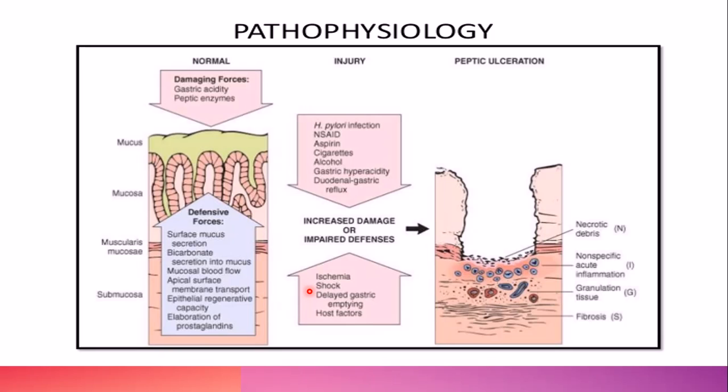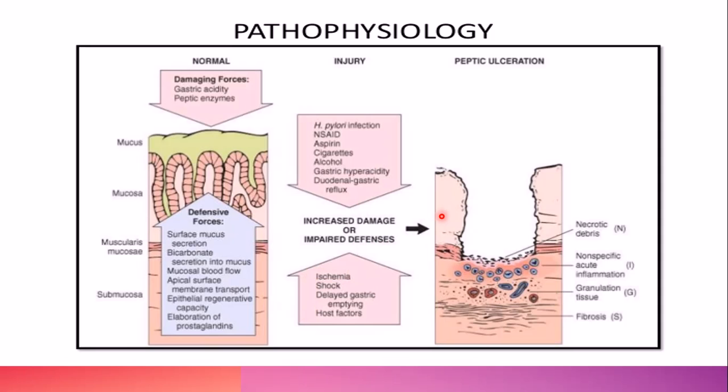Then delay in gastric emptying. The person may not feel like passing stool on time, so the food is going to remain in the stomach and intestine for a long period of time. And then there are some host factors. So these things will occur. Once this injury happens, our body will not be able to withstand, and it will turn into these things: ischemia, shock, delayed gastric emptying, and host factors. So once these things are happening, there will be increased chances of damage.